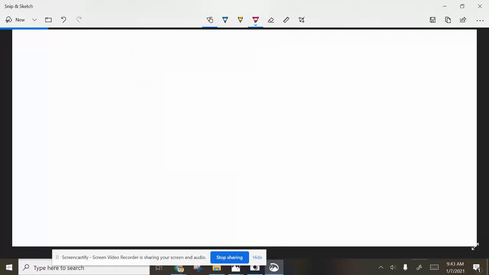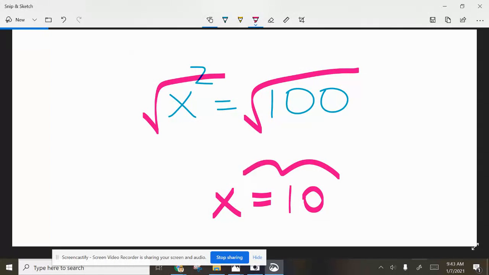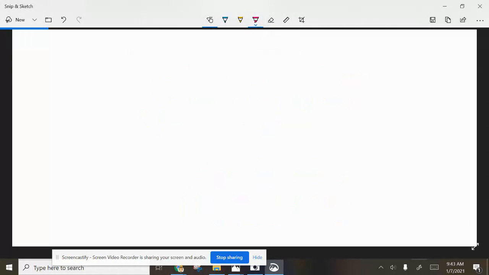Okay? So x squared equals 100. What would you do? Square root both sides? X equals 10. Okay? Now, we're going to kick it up a notch. Pay attention.